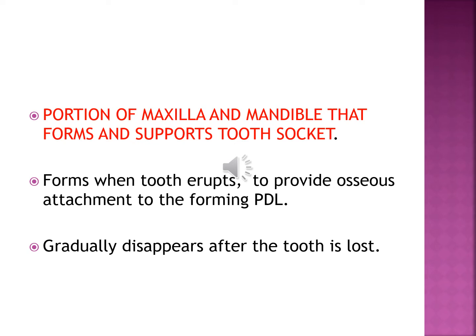It plays a very important role because it forms the basis or the support of the teeth. You can say that it's a portion of the maxilla and mandible that forms and supports the tooth socket. Usually the alveolar bone forms when the tooth erupts to provide attachment to the forming periodontal ligament, and it gradually disappears after the tooth is lost.